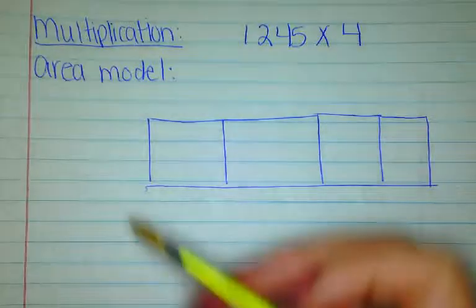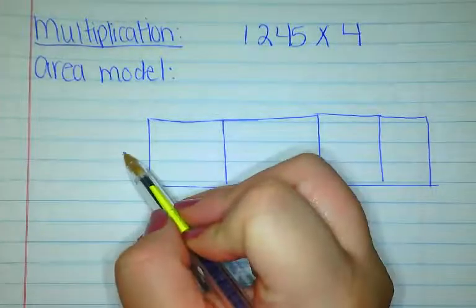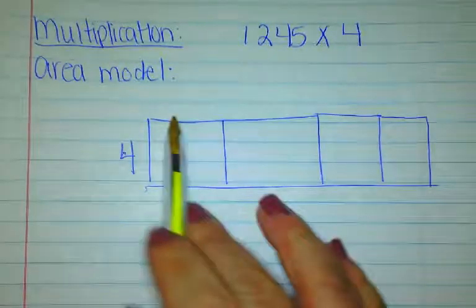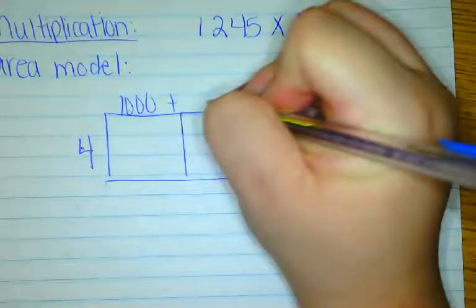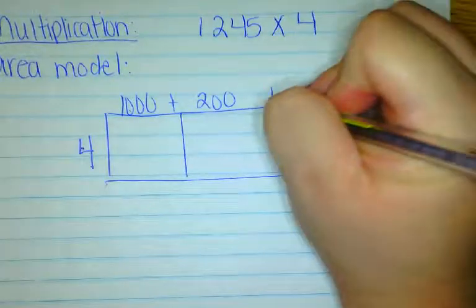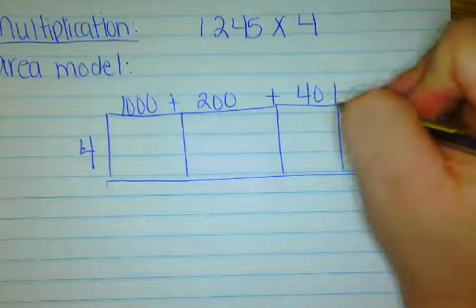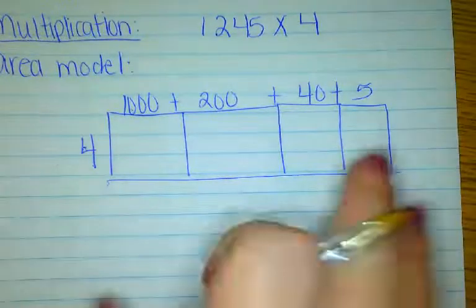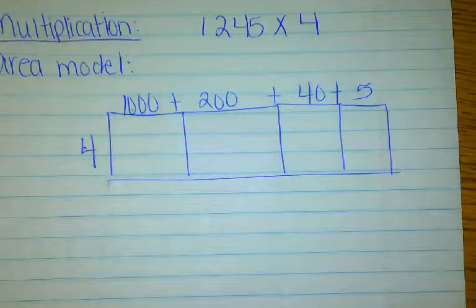Okay, what number goes out here? 4. And what goes up here? 1,000 plus 200 plus 40 plus 5. And I'm only setting it up for you. So at least you should already know how to do that and work it out at home on your own.